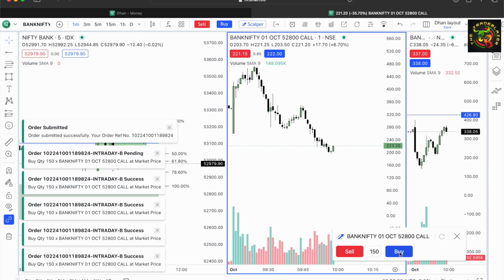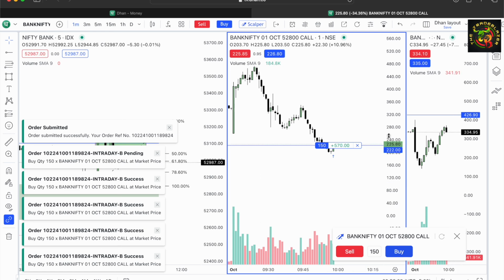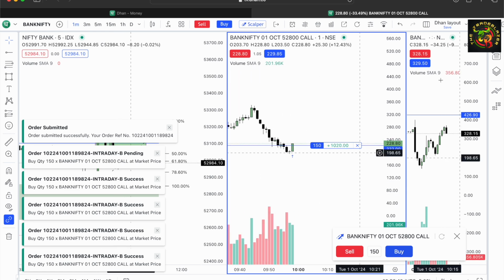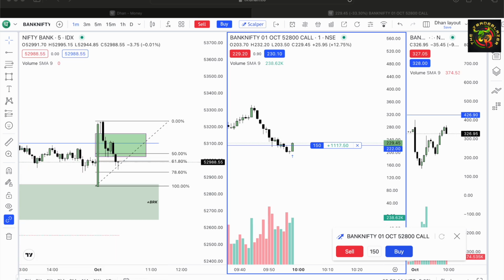So the market gave a deep pullback just below the golden fib zone and is trying to bounce back from there. And you can see a nice good green candle in the premium as well, based on which I have taken my first quantity of 150 in the bought 52,800 call here. Okay, so we'll see how this trade goes on from here.